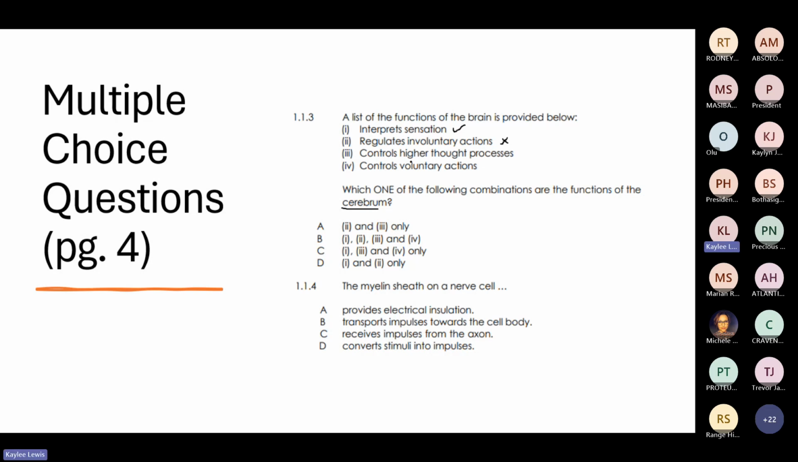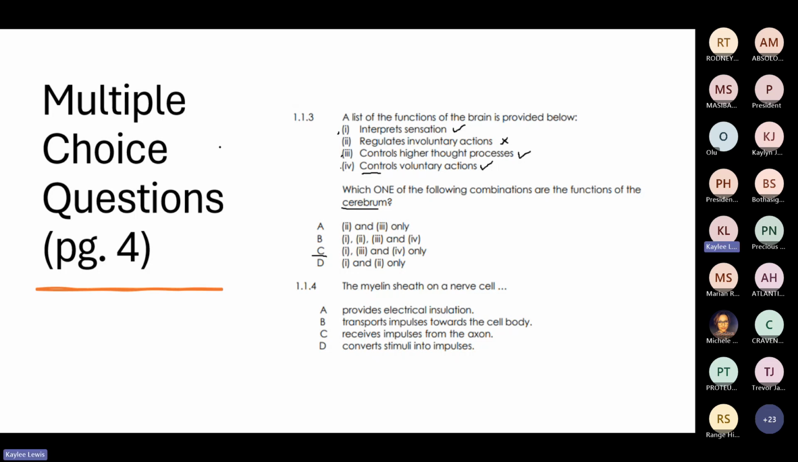Okay, next one, controls higher thought processes. Does your cerebrum do that? Yes, remember it's involved in intelligence. And does it control voluntary actions? Yes, it does. So first I make my checklist, look at the options, and now I'll go find the correct combination that has 1, 3, and 4, and that option will be C.